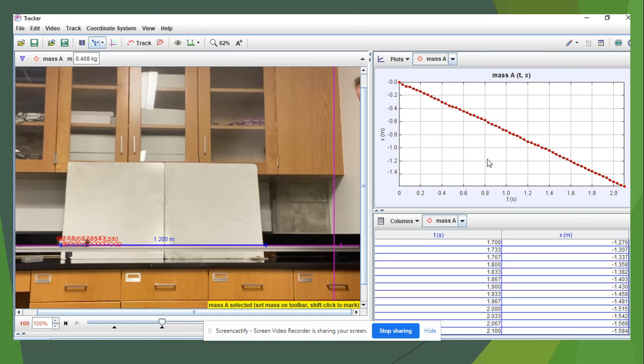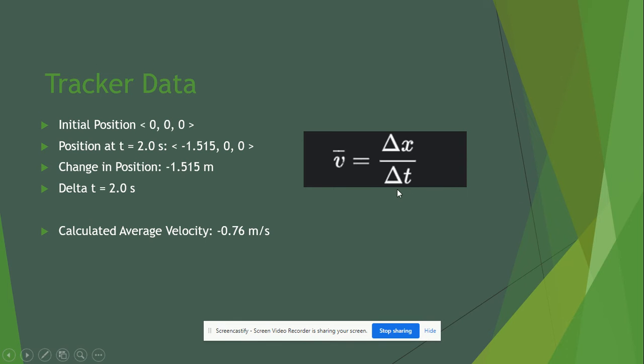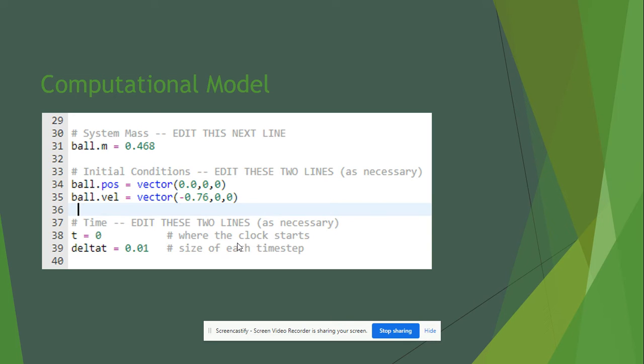Since the cart is moving to the left, it is moving in the negative direction as depicted by the graph. The following data was taken from Tracker to form a computational model and to calculate the average velocity. The velocity is negative, since the object is considered to be moving in the negative direction. In this experiment, we can disregard the mass since there is no acceleration.